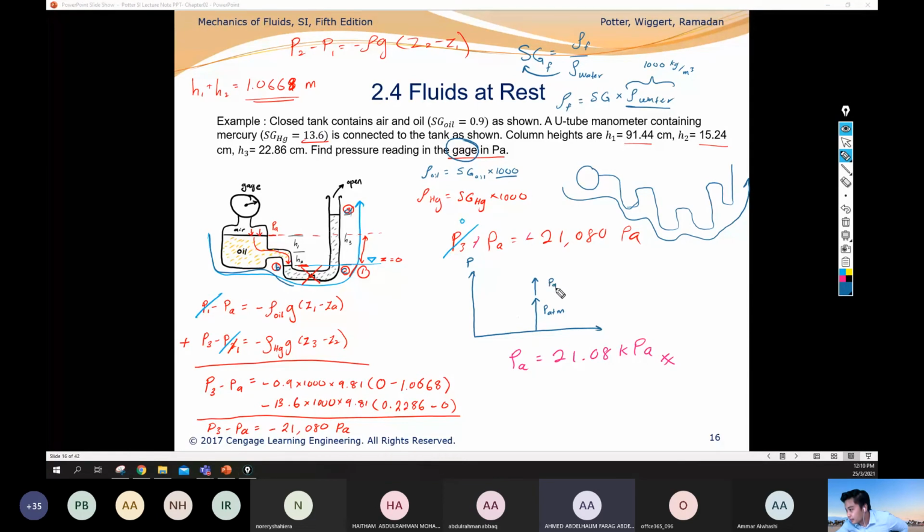This is called P gauge. Remember, the P gauge is the pressure above the ATM. Not above, it's the pressure measured from above the ATM, right? From the P ATM. So where's the P ATM? This is P ATM.